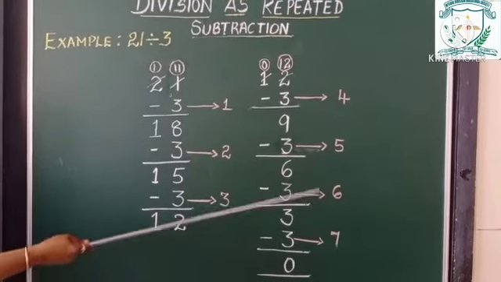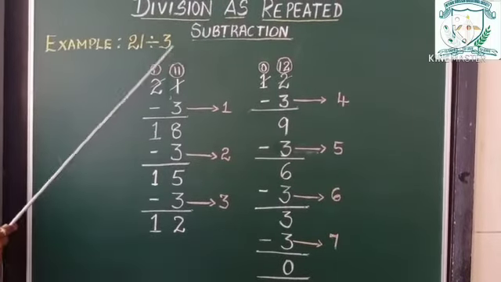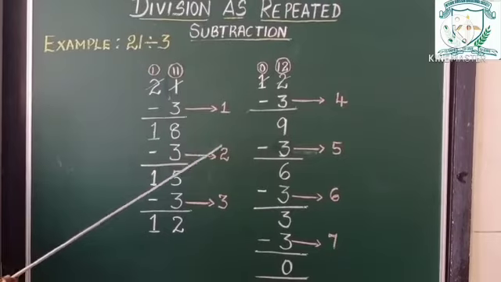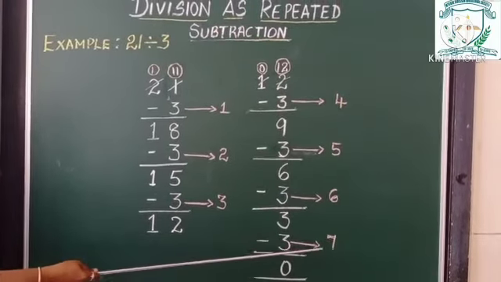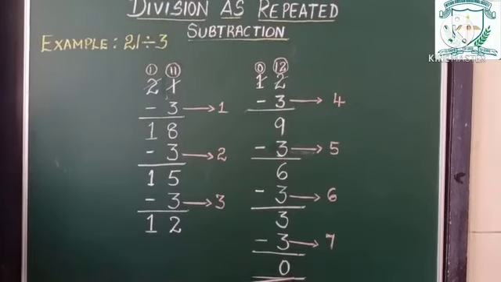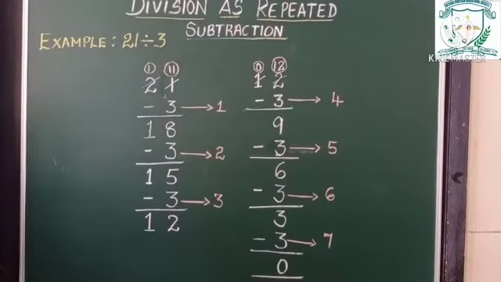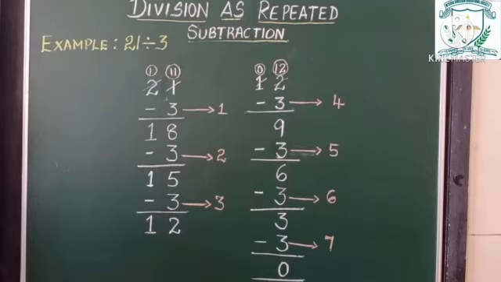So tell me children, how many times did we subtract 3 from 21? Yes, 7 times. We subtracted 3 from 21 seven times. Here 7 is the quotient and 0 is the remainder.